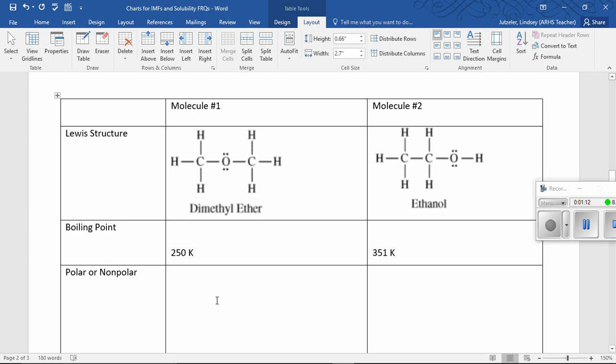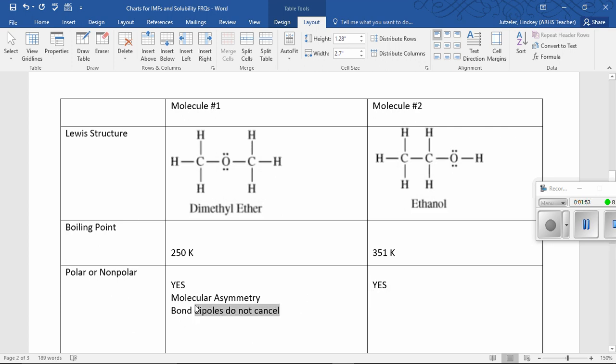So here we go. Looking at the structure, is dimethyl ether polar? Yes. There is a molecular asymmetry. Bond dipoles do not cancel. So you're going to have a dipole that exists right around this oxygen. I apologize. Obviously, I'm doing this at school. Okay, so then if you look at your ethanol, yes, it is polar as well.